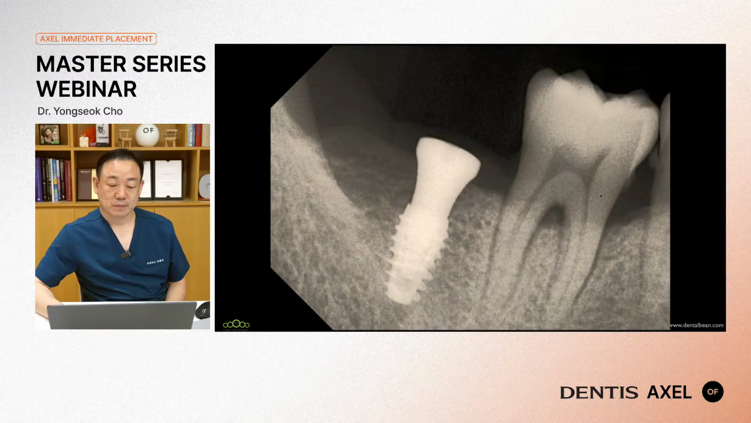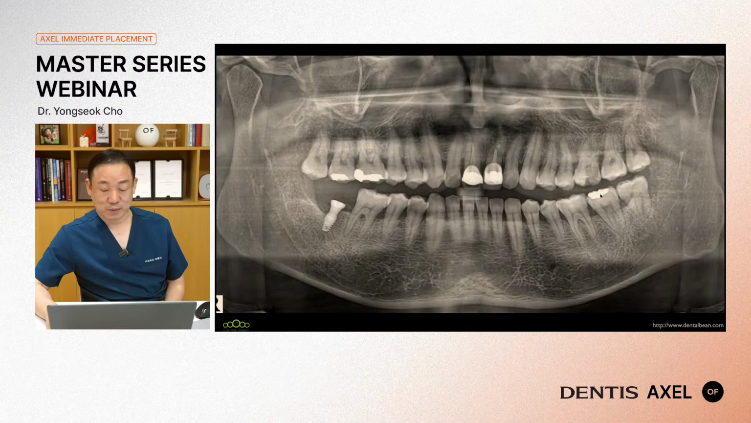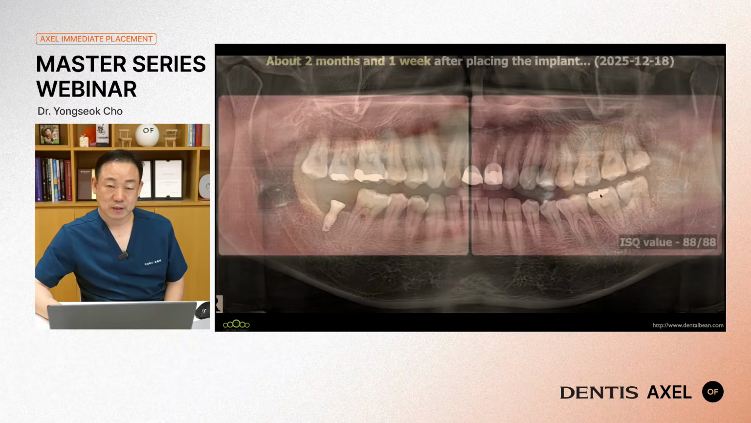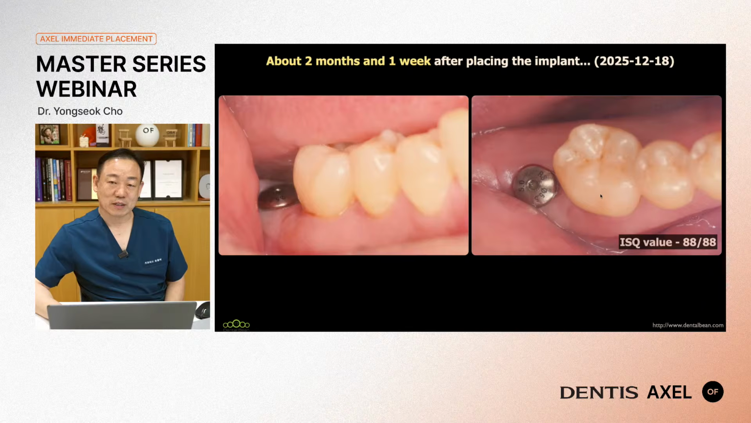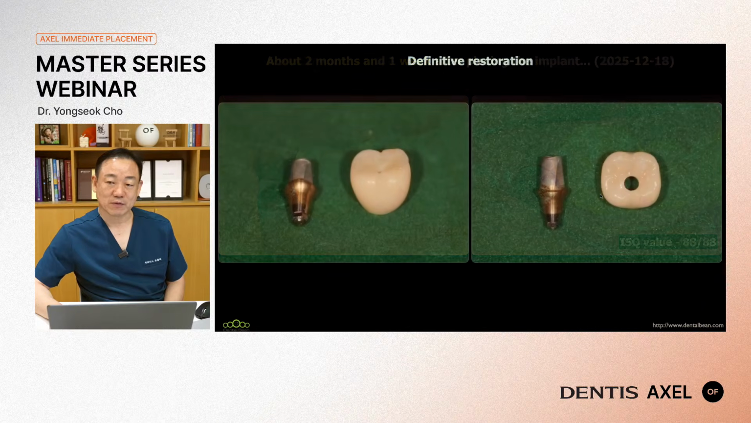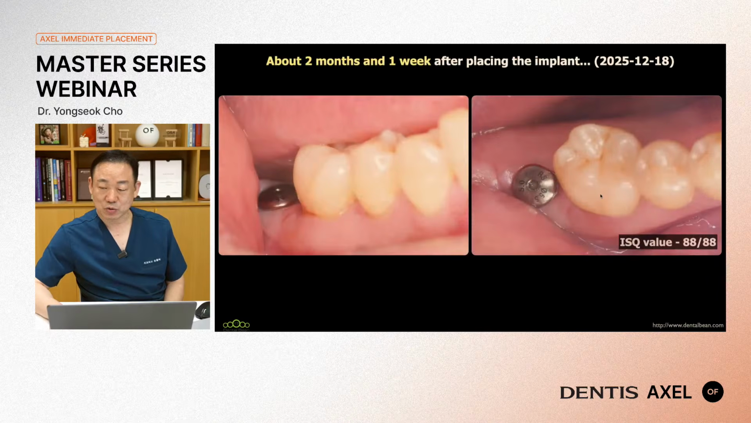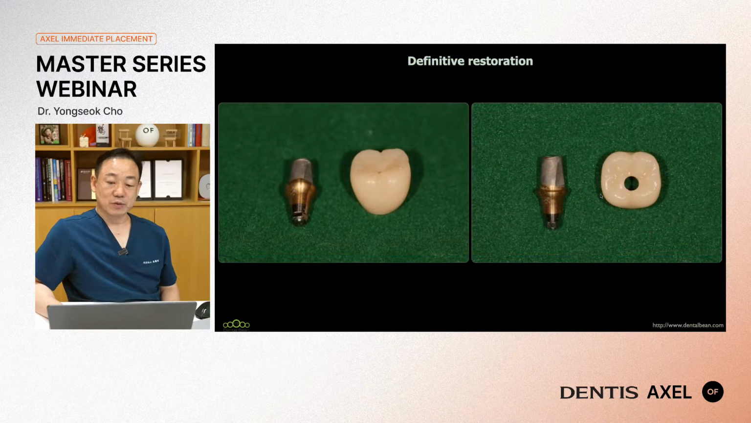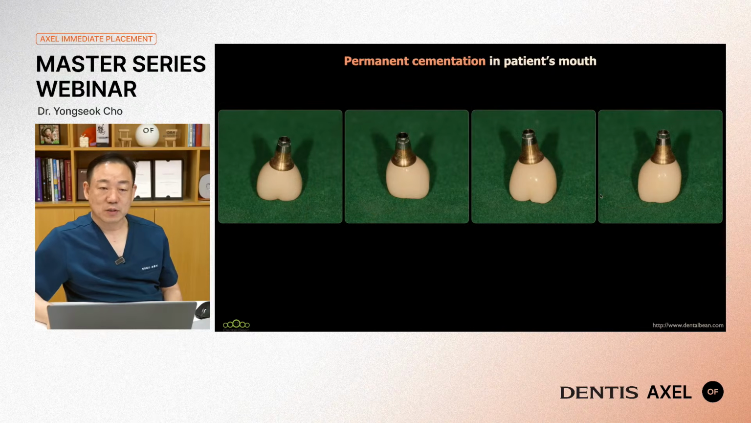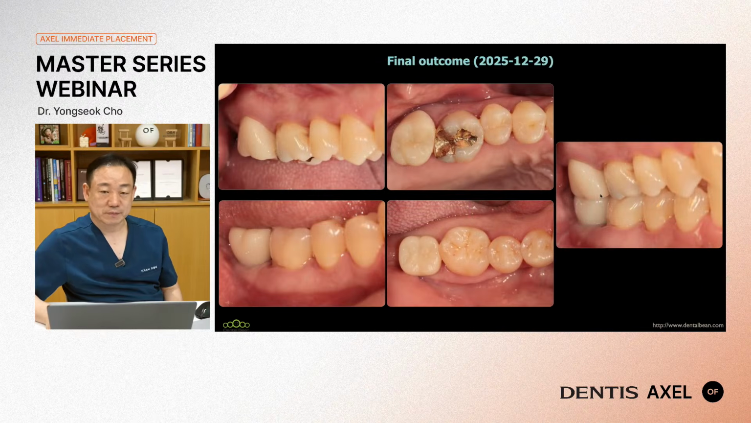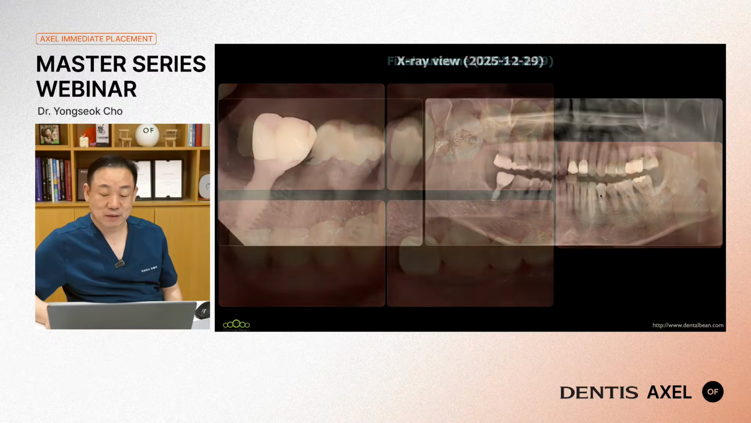Here, the panoramic image and the periapical view look nice, with good implant positioning. Two months and one week later, healing was uneventful. The ISQ value increased to 88. Okay, a very strong ISQ value. And using a stock abutment, the final crown was fabricated and delivered to the patient's mouth.